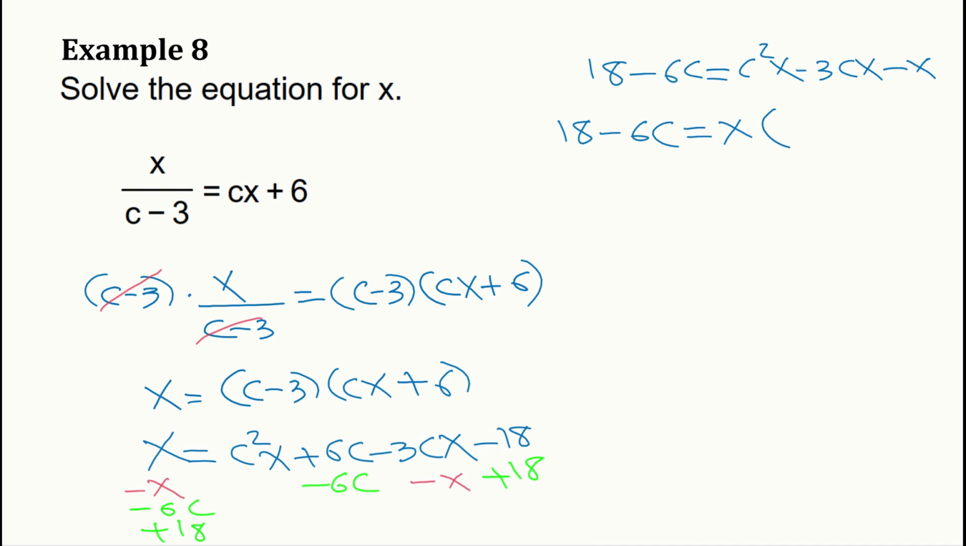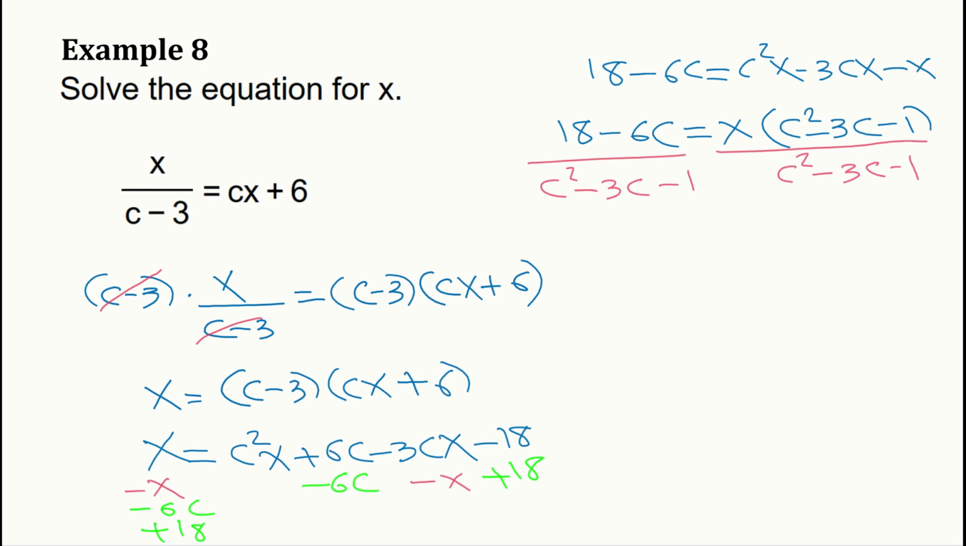So we go ahead and factor it out, so we get c squared minus 3c minus 1. Make sure you don't forget the minus 1, because when you multiply the x back in, you should get this, right? And we do right now. C squared x minus 3cx. If we didn't have the minus 1, we wouldn't get the minus x, right? So be careful. So now we're almost there. We just need to divide both sides by c squared minus 3c minus 1. And we're good to go.